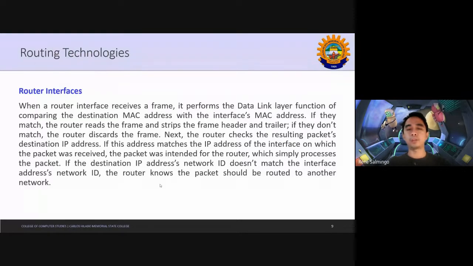The router then checks the resulting packet's destination address. If the address matches the IP address of the interface on which the packet was received, the packet was intended for the router, which simply processes the packet. If the destination internet protocol address network ID doesn't match the interface address network ID, the router knows the packet should be routed to another network. Later I will have an example using Cisco Packet Tracer, and I will provide you the file for you to practice at home or on your mobile.